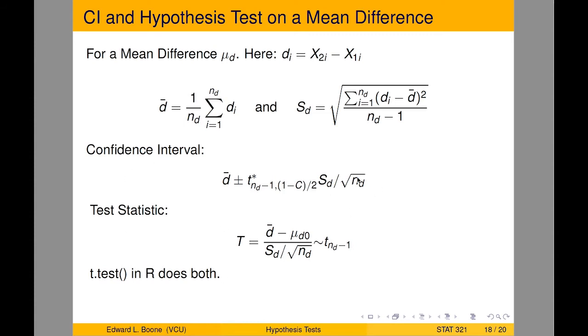This time the formulas almost look the same, except we have the letter D stuck on everything, because what we're interested in is the difference between the two time points. So we calculate the mean difference, D bar, and we calculate its standard deviation, S sub D, and then there are N sub D difference observations. Use the same formulas that we had before and plug them in, and bingo, it works. And best of all, t.test does this in R. So let's jump over there.